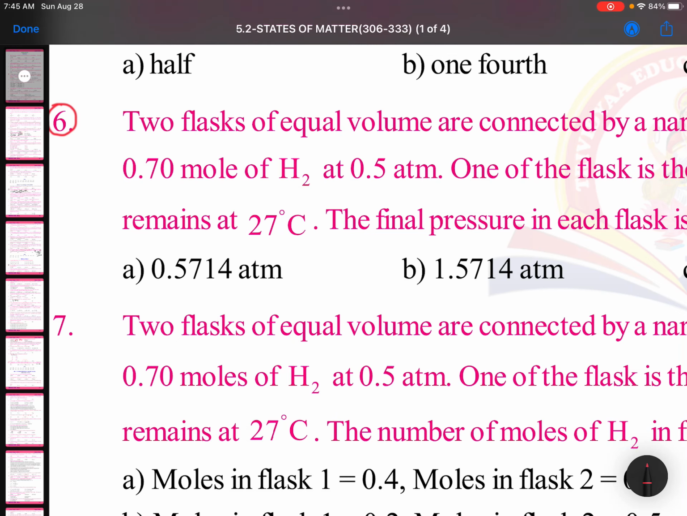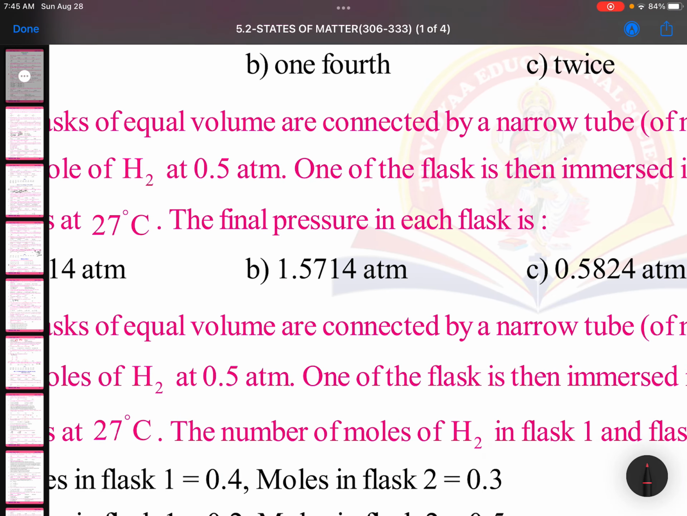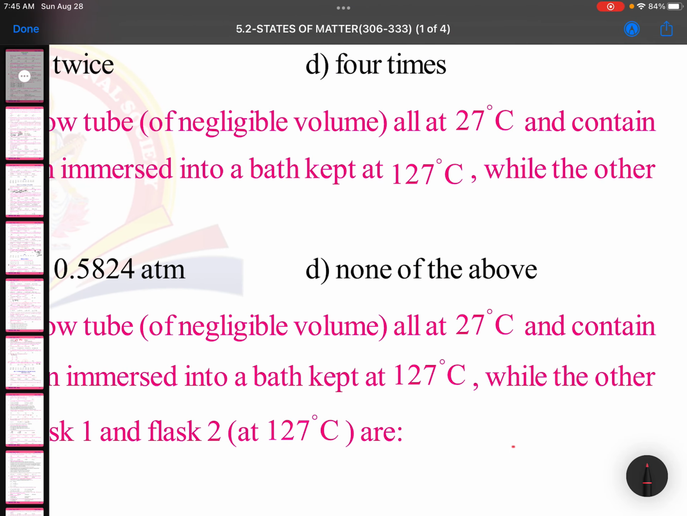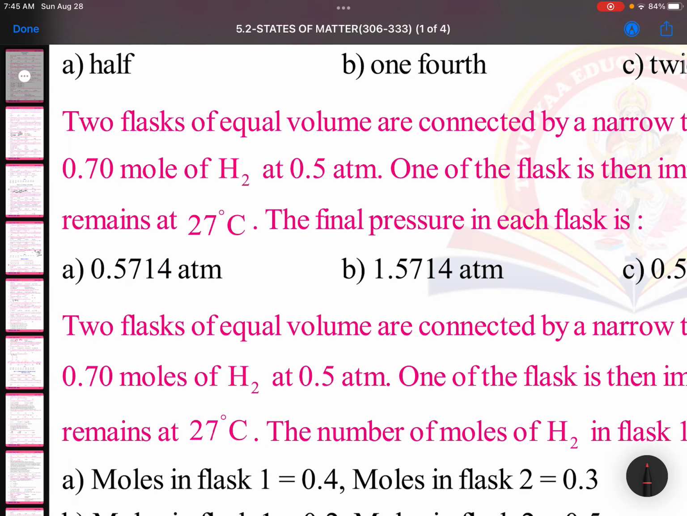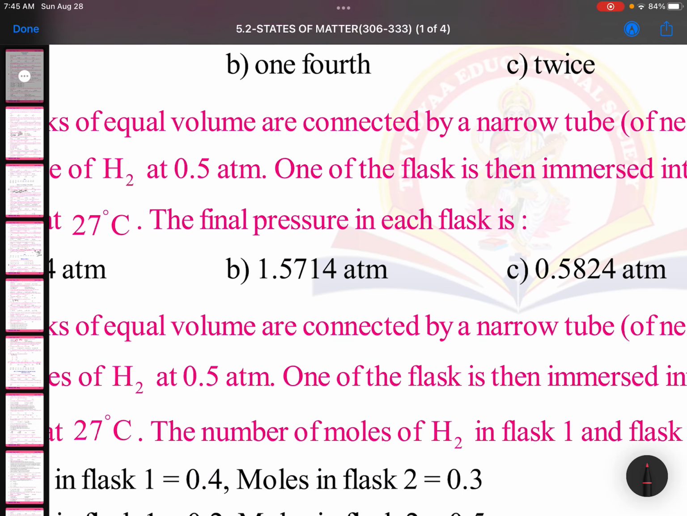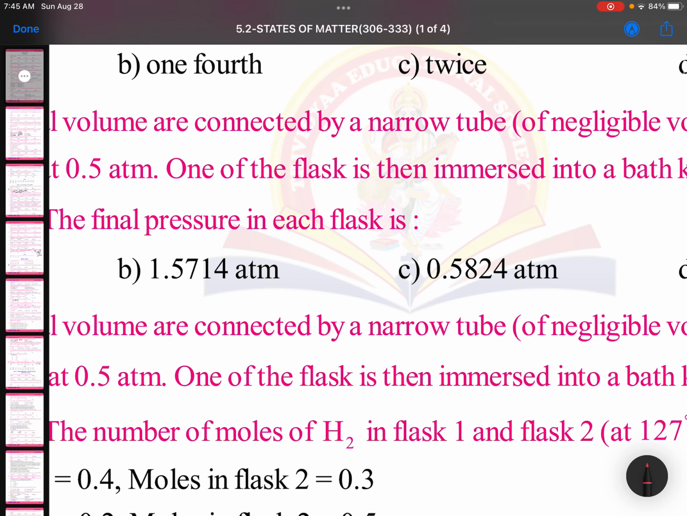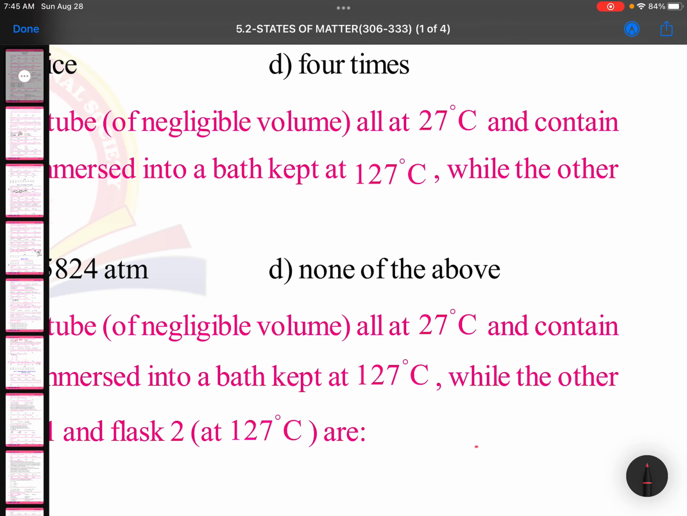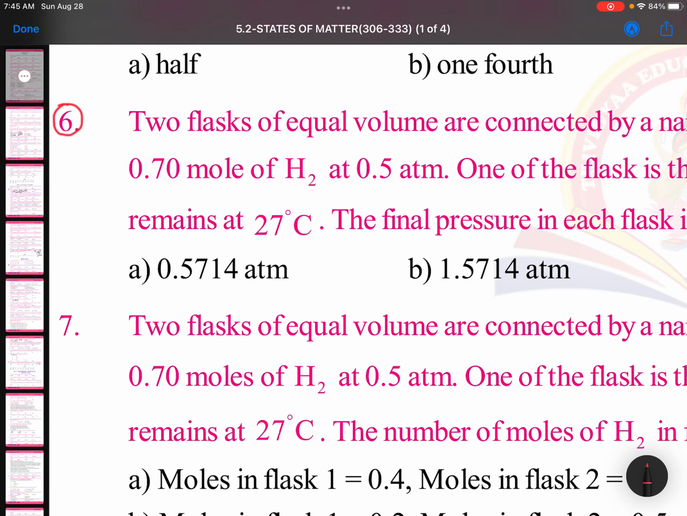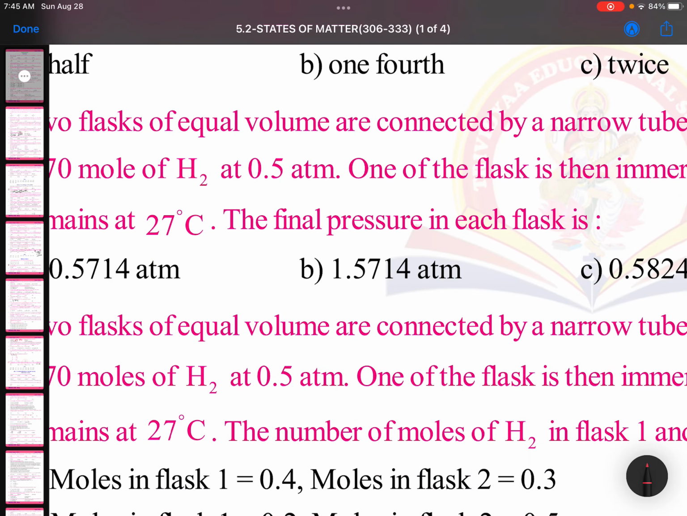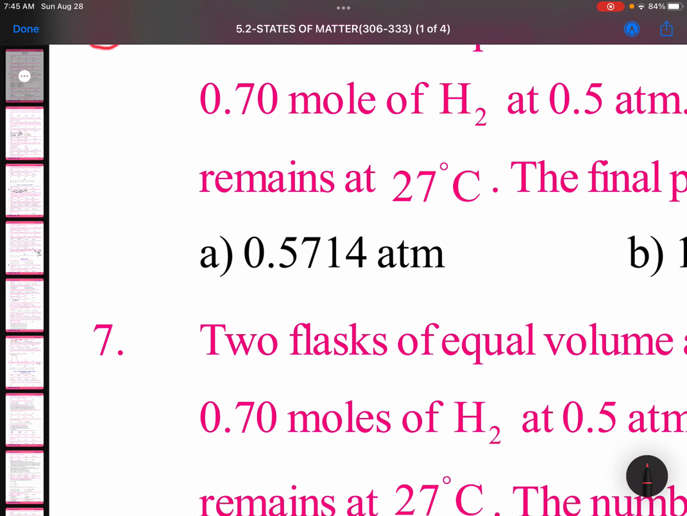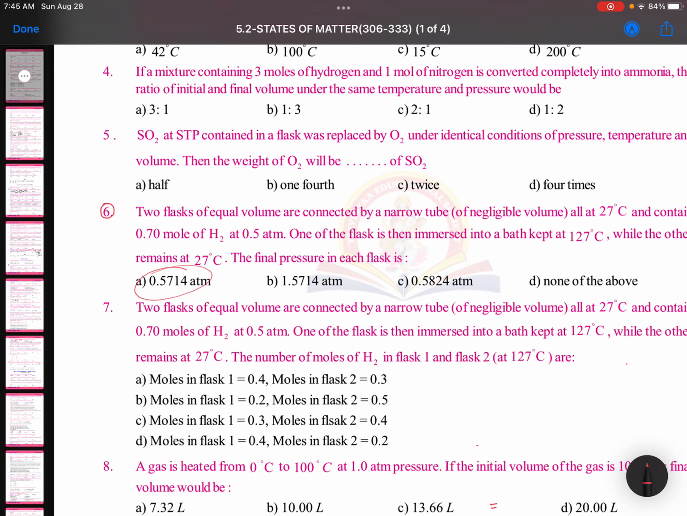Question number 6. Two flasks of equal volume are connected by a narrow tube of negligible volume, all at 27 degrees Celsius and contain 0.70 mole of hydrogen at 0.5 atmosphere. One of the flasks is then immersed into a bath kept at 127 degrees Celsius, while the other remains at 27 degrees Celsius. The final pressure in each flask is. So the answer is going to be 0.5714 atmospheres. How it comes, let us see.